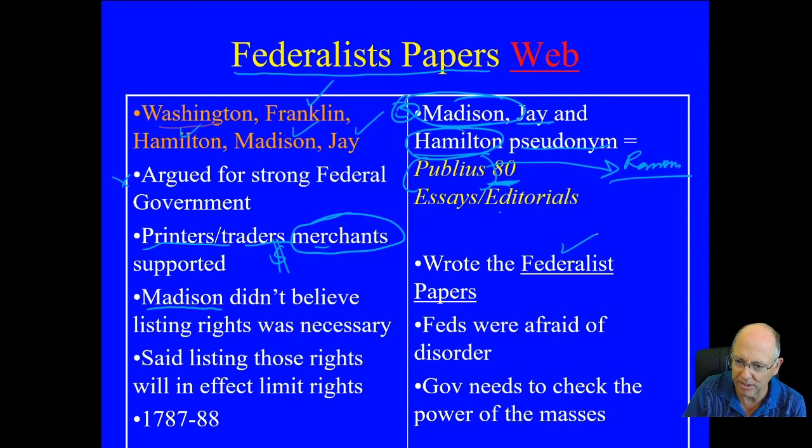Again, they wrote the Federalist Papers. They were distributed throughout the colonies, and they were used for arguments in favor of the Constitution. They're not the colonies anymore; the states were now independent.